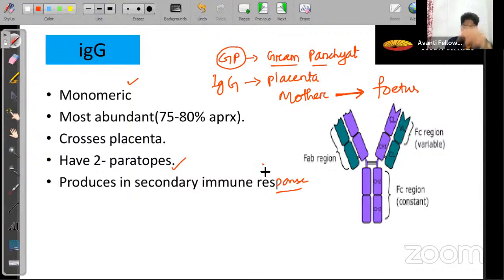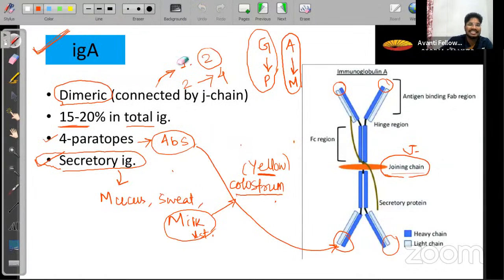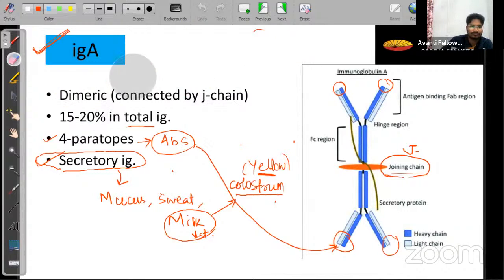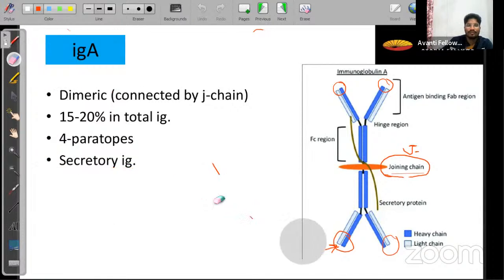Two questions. Okay, I'm moving to the next slide now. Next one is your IgA. It is dimeric. Okay. Well, so IgA is dimeric.